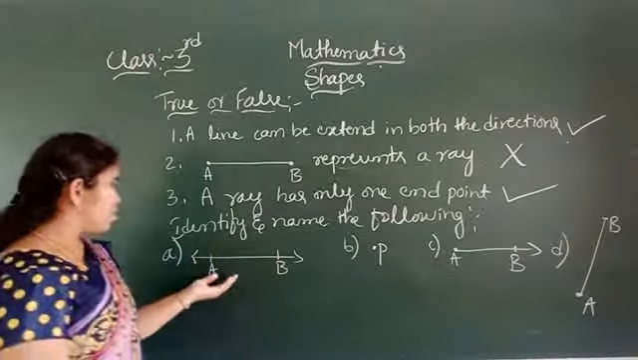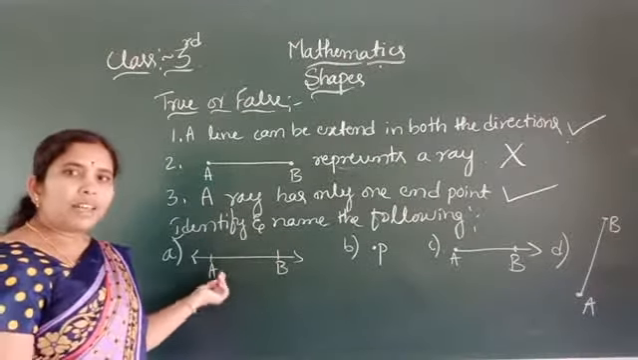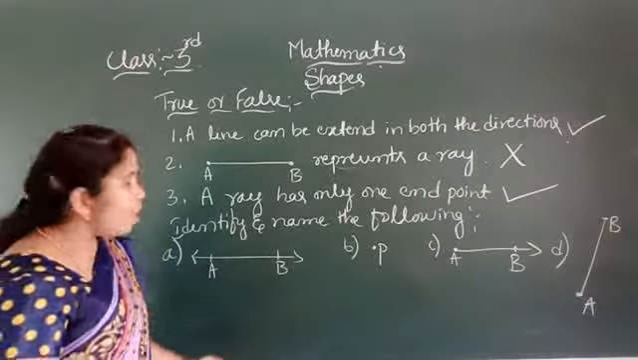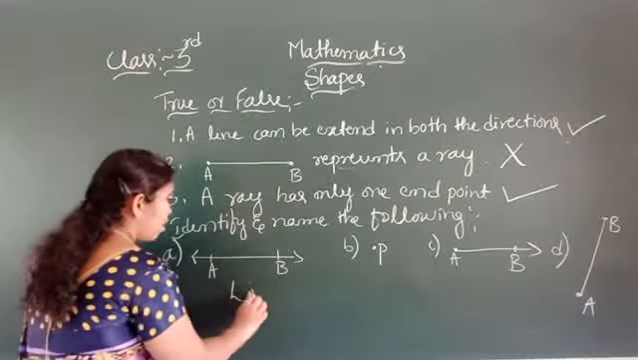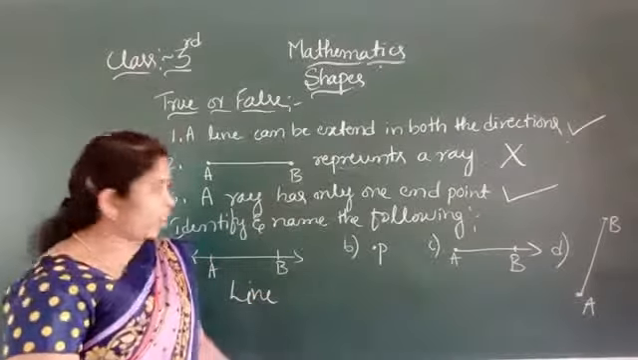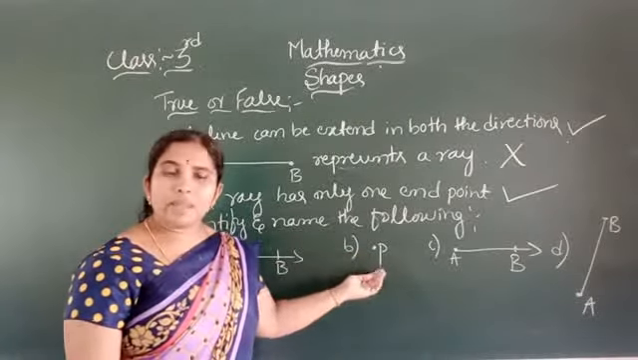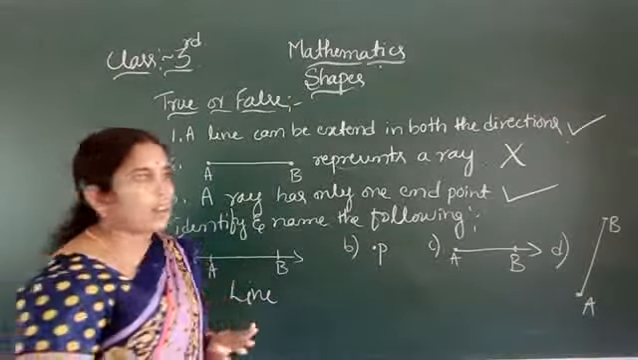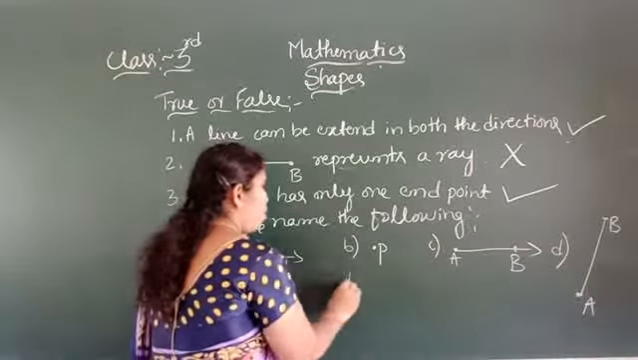Then they asked to identify and name the following. What is this? Observe the figure. We can extend it endlessly in both directions. It is called a line. See, it occupies a position, a location on a plane surface. It is a point.